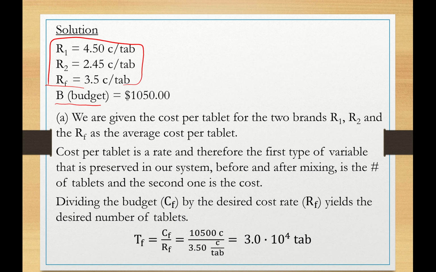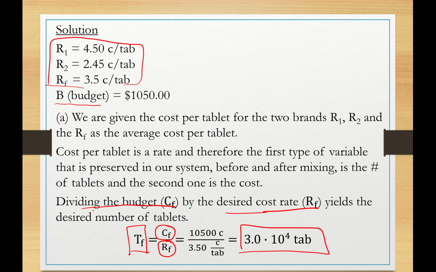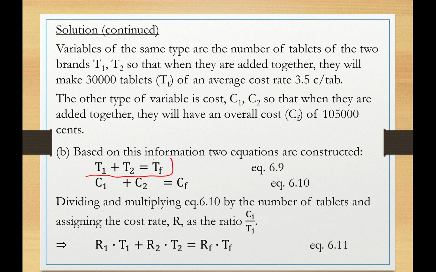So our first variable is the number of tablets, and I'm going to call this T, capital T. And here I'm going to calculate the TF, or the final number of tablets that can be purchased within the available budget, which is CF here. And I know the final average cost rate. Okay, so dividing the available budget over the desired cost rate, I end up with 30,000 tablets. So with this amount of money, at this desired average cost rate, I can purchase 30,000 tablets. So my first equation should be T1 plus T2, the number of tablets from brand 1 and the number of tablets from brand 2, equal to 30,000 tablets.